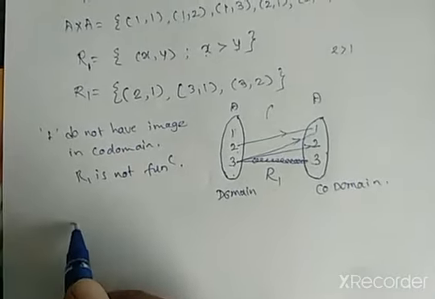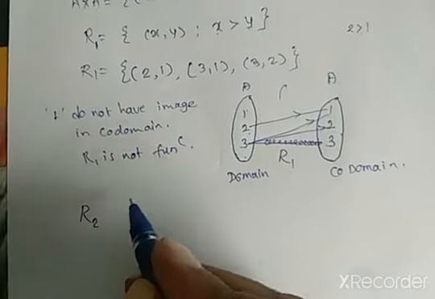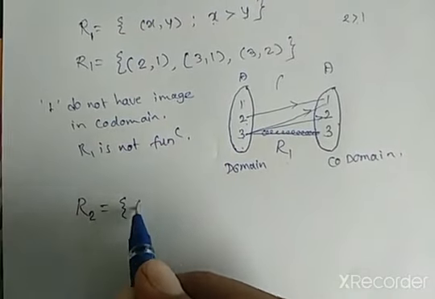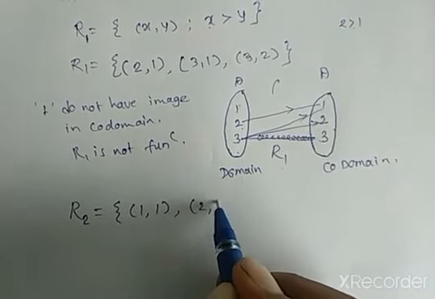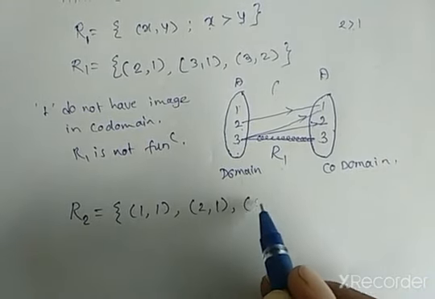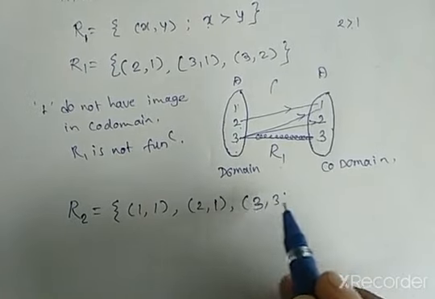Next, we define a relation R2 directly as {(1,1), (2,1), (2,3), (3,2)}.